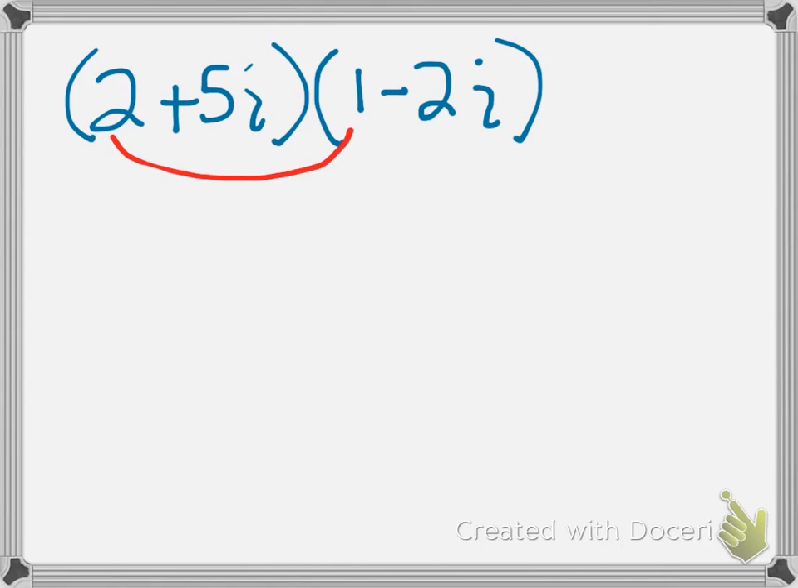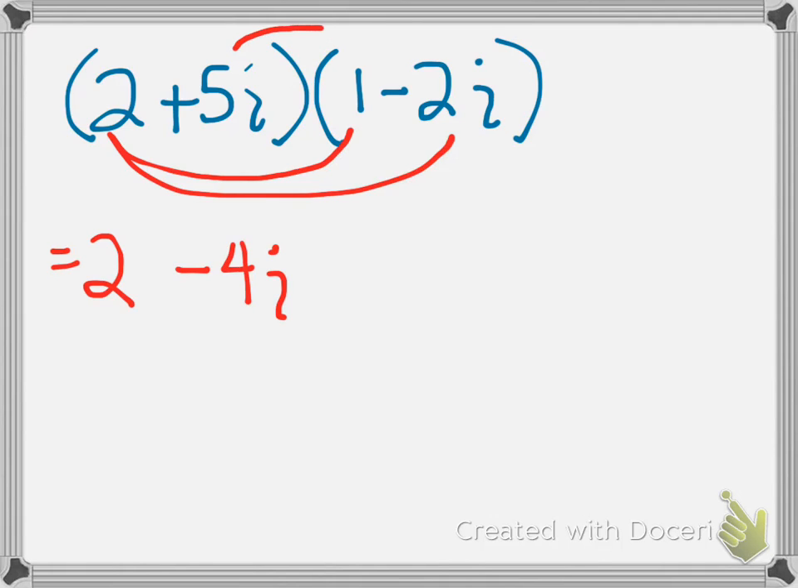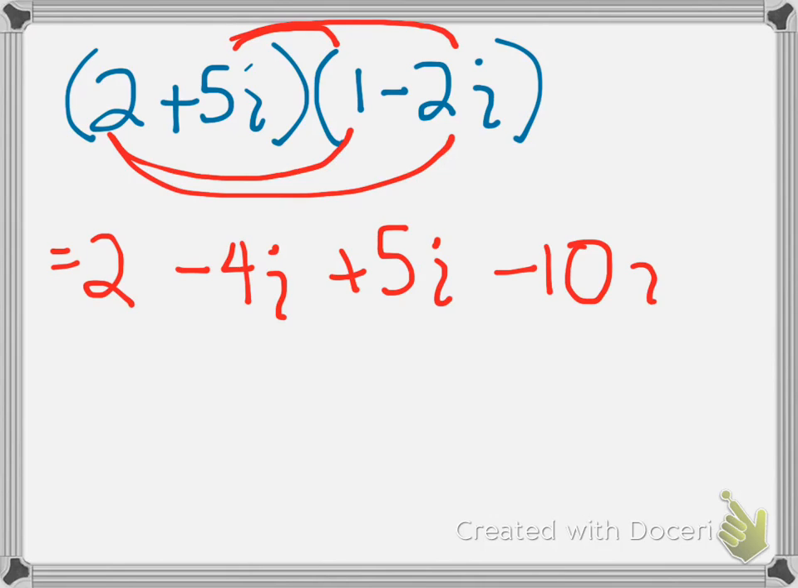So first of all, the 2 times 1 is 2. 2 times -2i would be a -4i. 5i times 1 is a positive 5i. 5i times -2i, well, 5 times -2 is -10. And then i times i, just as if they were x's, becomes i squared. And then we have to go ahead and simplify this, so just be careful.